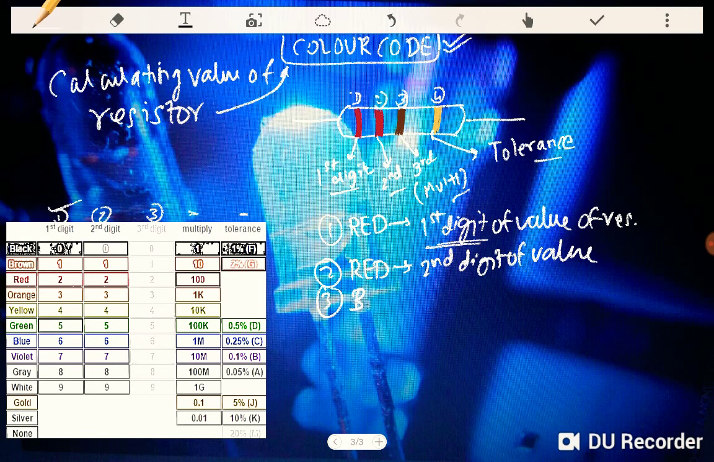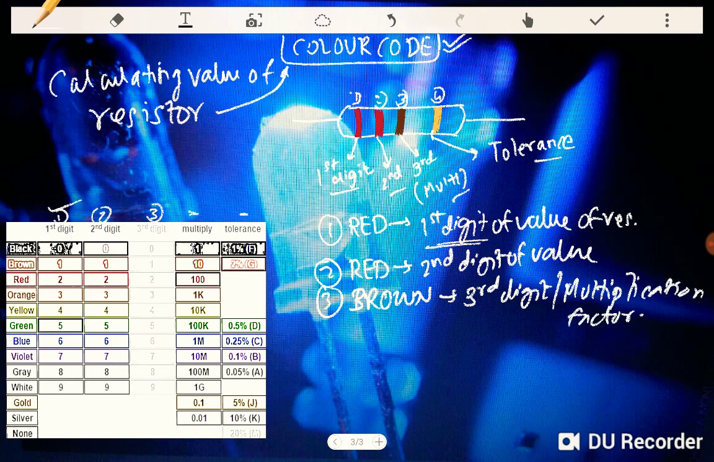What does the third band tell you? That is brown here. The brown has two meanings. First, it shows us the third digit, or it tells us the multiplication factor. I will come back to what the multiplication factor is. And the fourth one, gold, tells us the tolerance level. So the first two bands indicate the first two digits of the value of the resistor. The third band is used as a multiplier. The fourth band is used to indicate the tolerance.